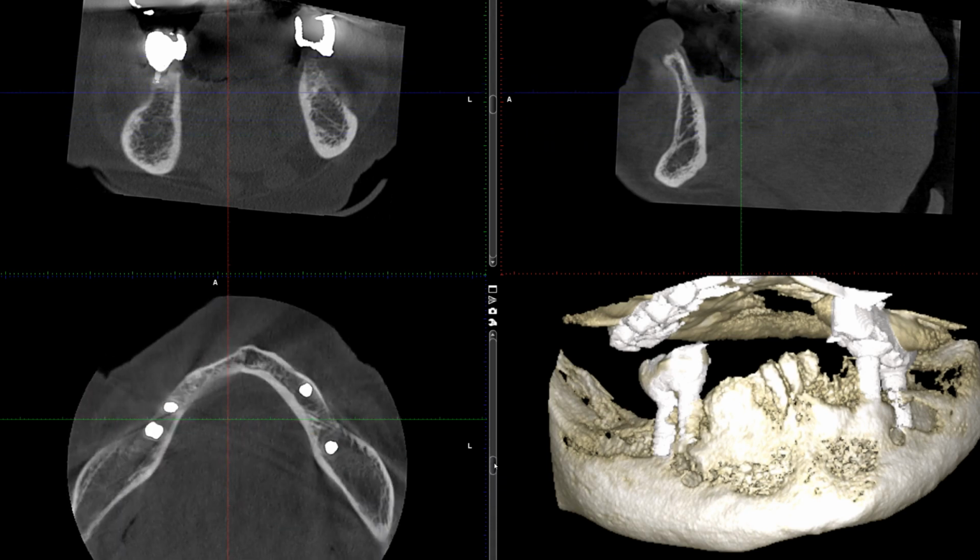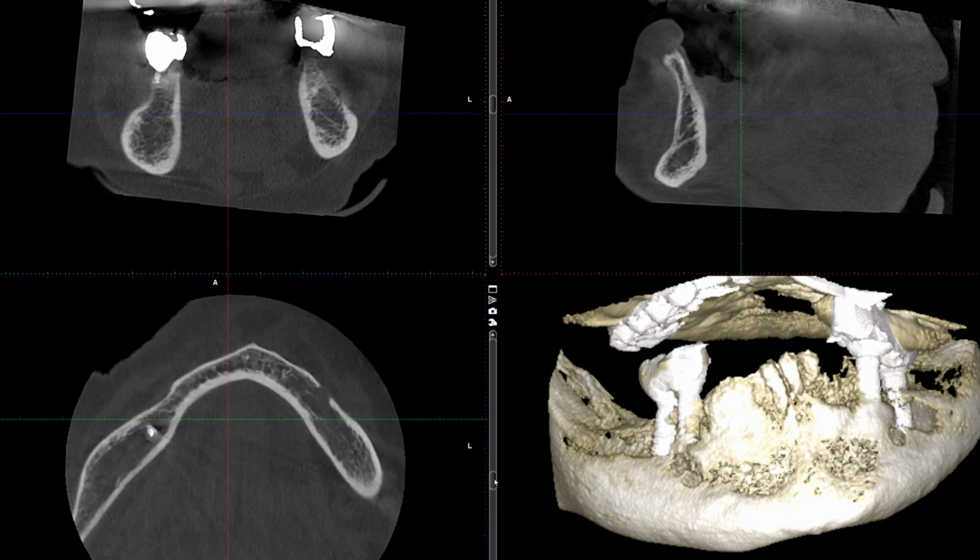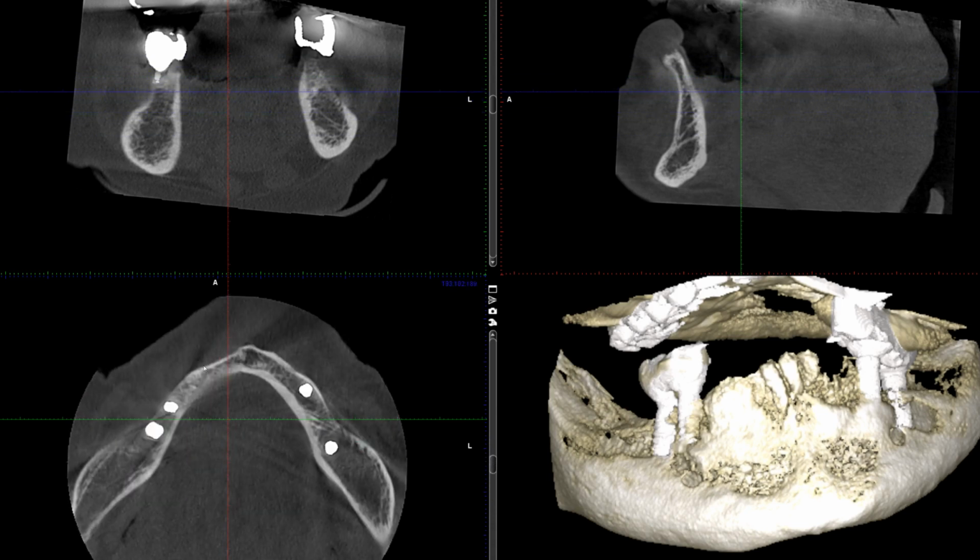Why don't we look at this axial view? This is an edentulous patient, or the patient with edentulous mandibular arch with 4 dental implants which have all osseointegrated. But as you look at the posterior region of the mandible, we can see that there is not a lot of bone pattern that we see in the anterior part.